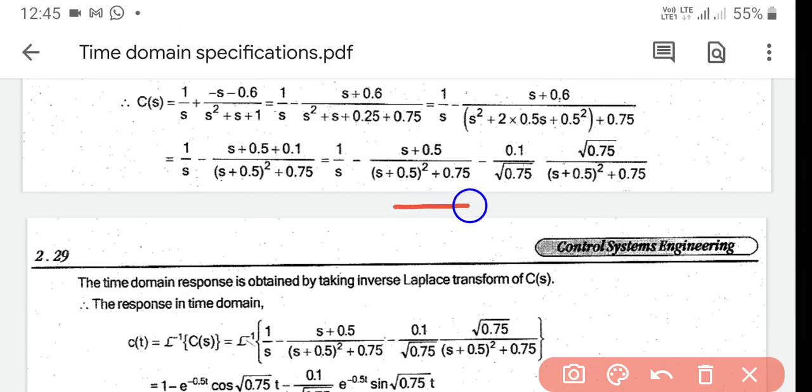Remember all of you how you are writing this equation. All of you have to remember this equation, how you are writing it.